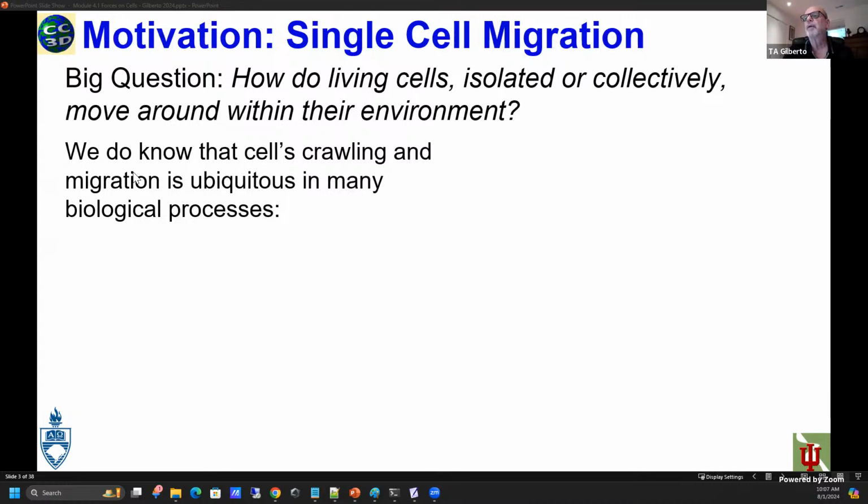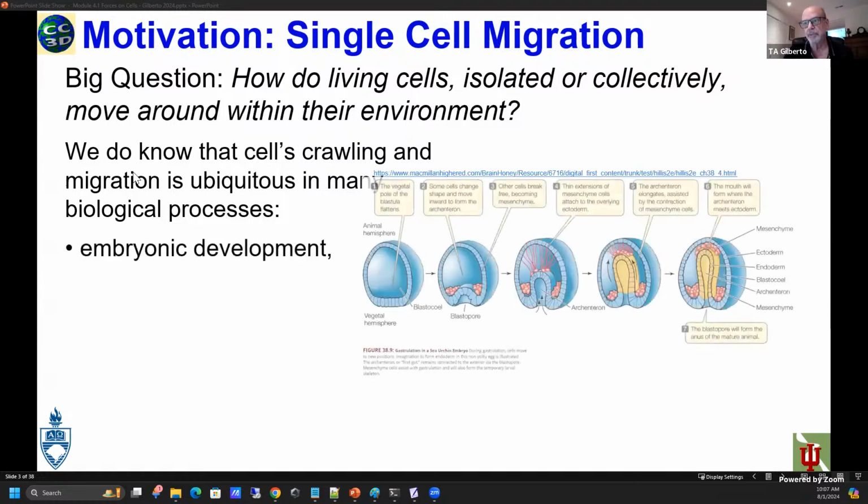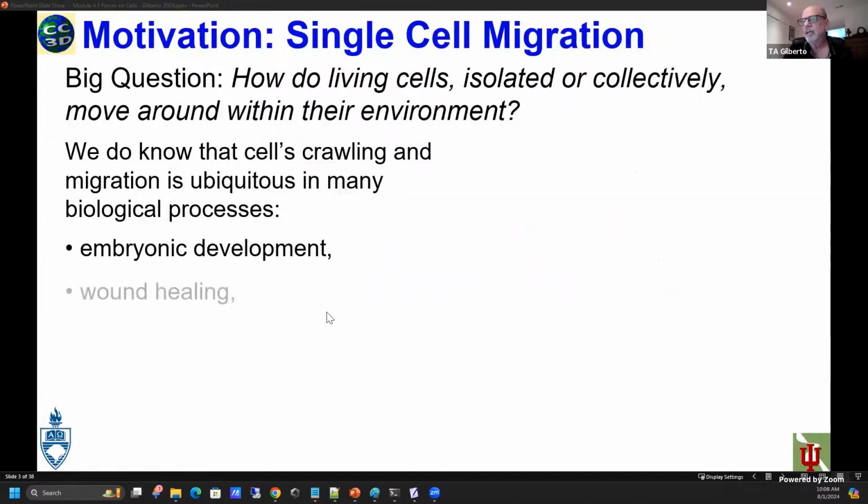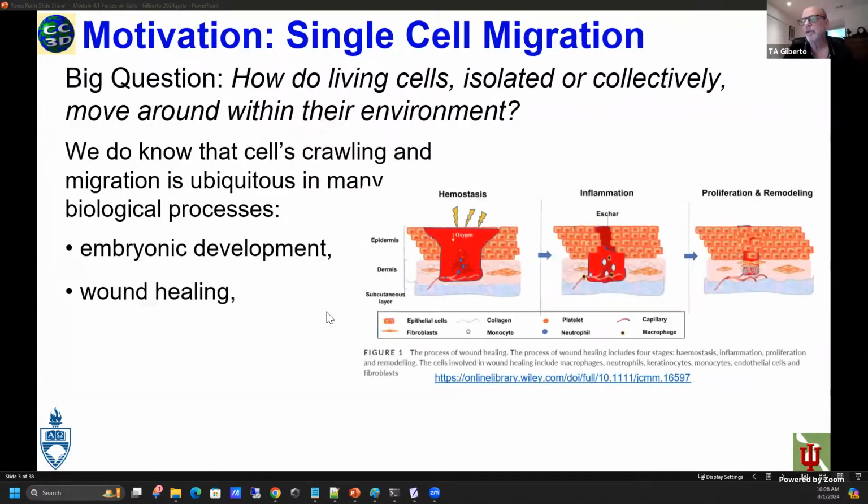In many biological processes, since the beginning of life, we have examples, for example embryonic development. The first gastrulation step in the formation of an organism involves a lot of cell movements, from the formation of the blastula to the gastrulation with the invagination of the ovulum. Another good example of cell migration is wound healing.